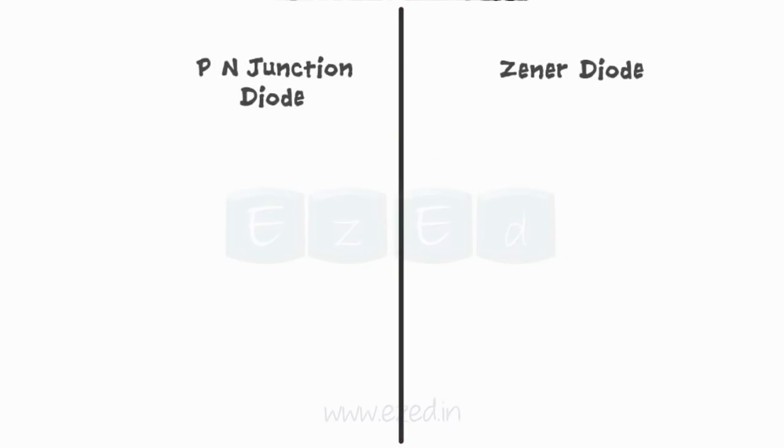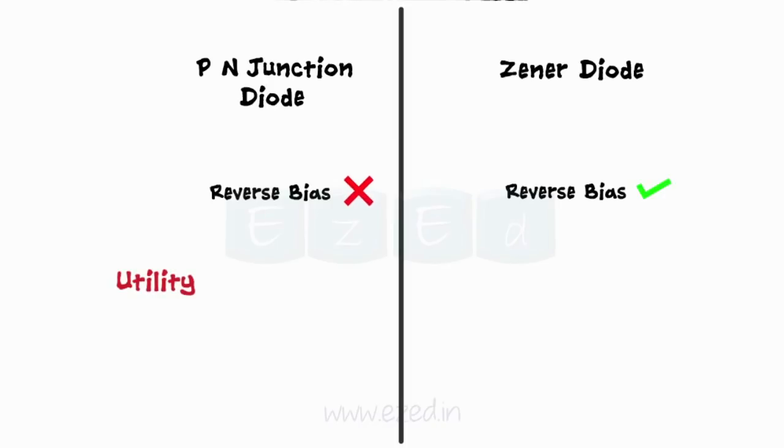Thus, the only difference between these two types of diodes is that the PN junction diode doesn't work effectively in the reverse bias mode, increasing the probability of failure or breaking of the component, whereas the Zener diode is specially used where controlled reverse bias operations are required, thus eliminating chances of component failure.